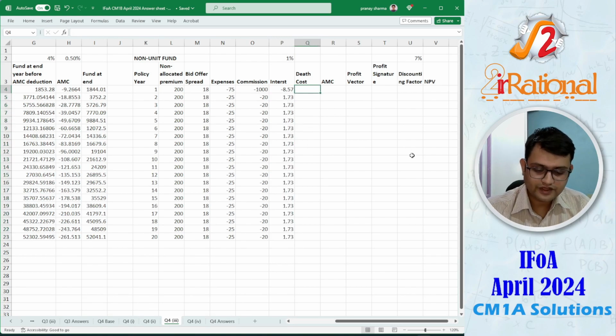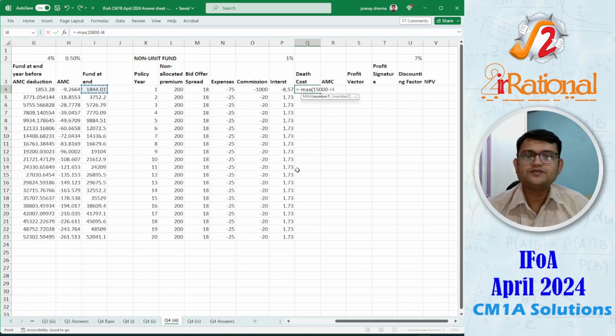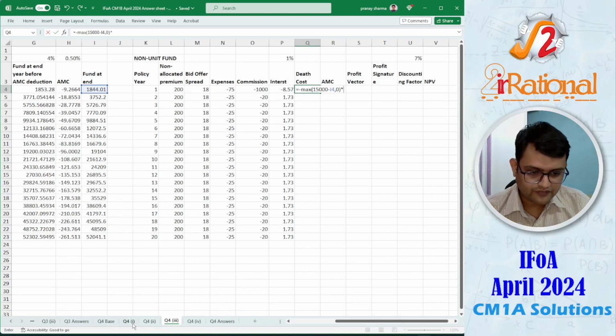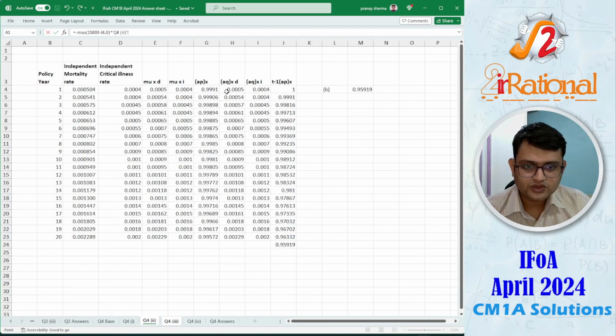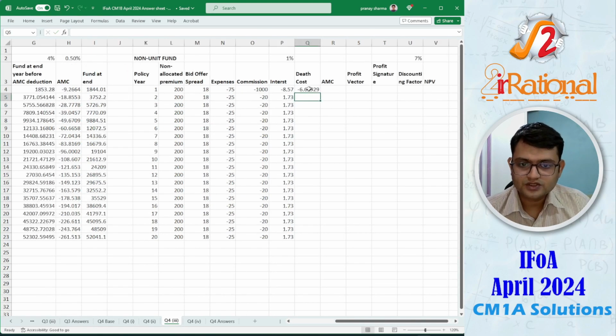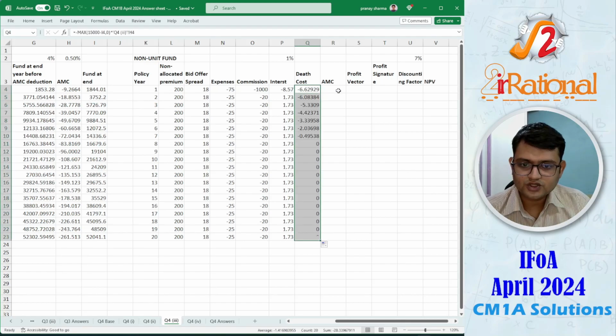Death cost, we have guaranteed 15,000, it's a negative cash flow, so equal to minus, it's a max of guaranteed 15,000, so 15,000 minus the fund, because we'll pay either the difference between that 15,000 and the fund, or we'll pay 0. That means we'll just pay the fund value that does not come out of the non-unit fund, so comma 0 into probability of death, that is part 2, AQXT. Here we go, that is our death cost.